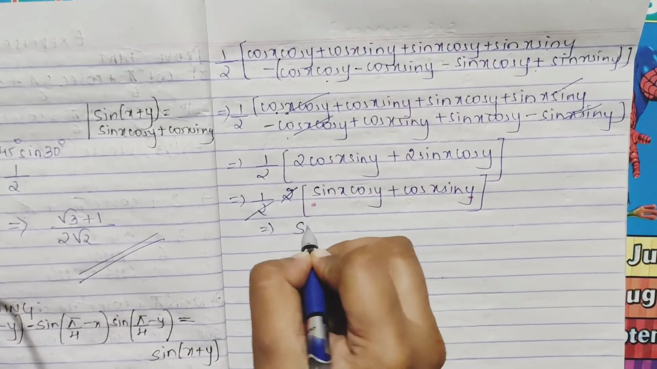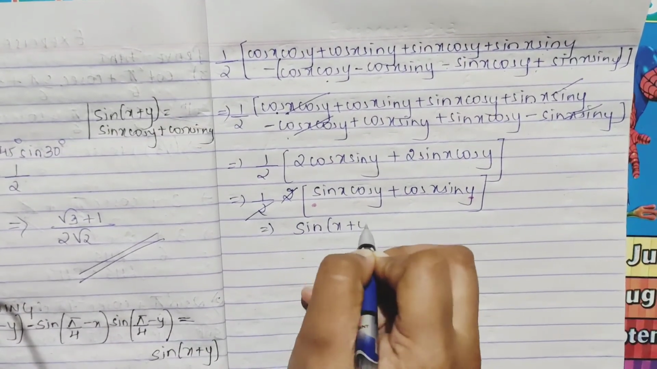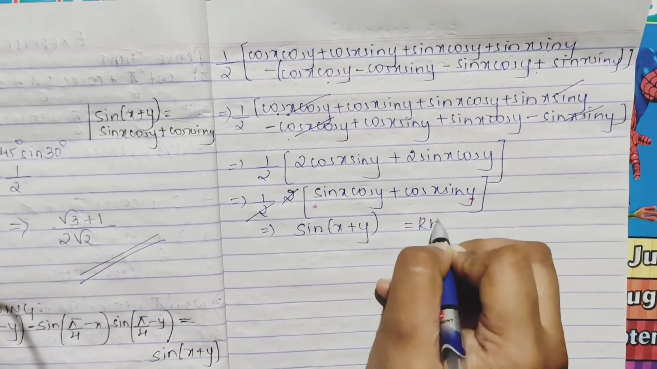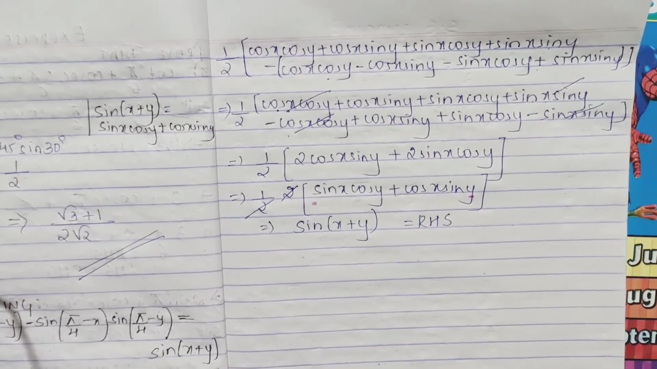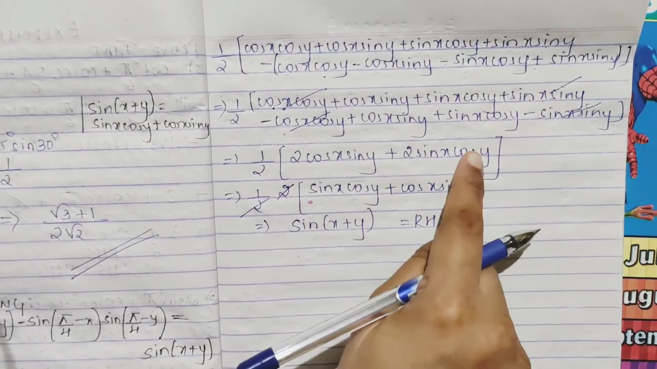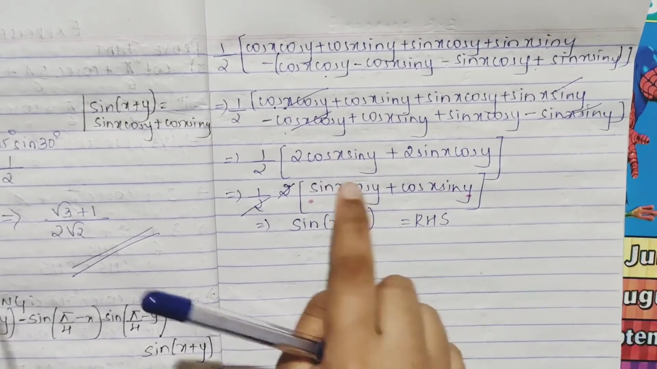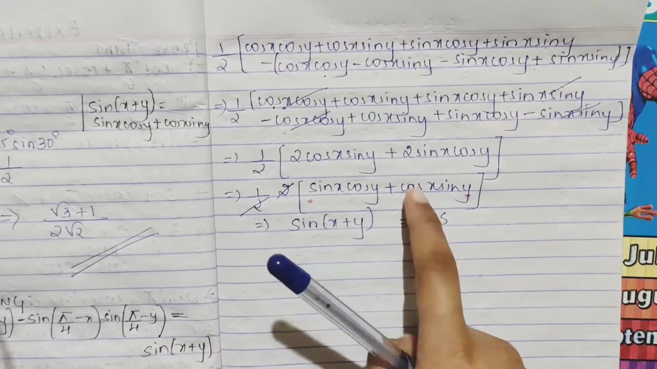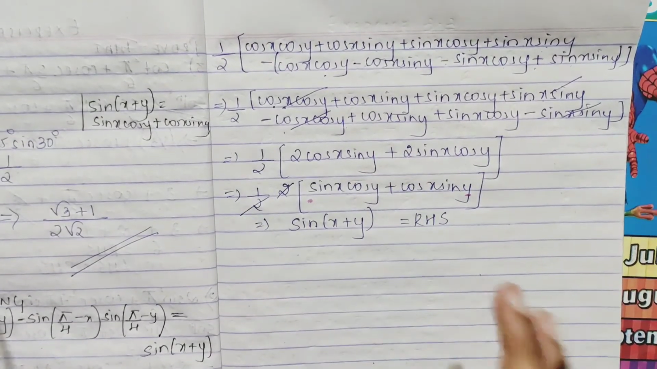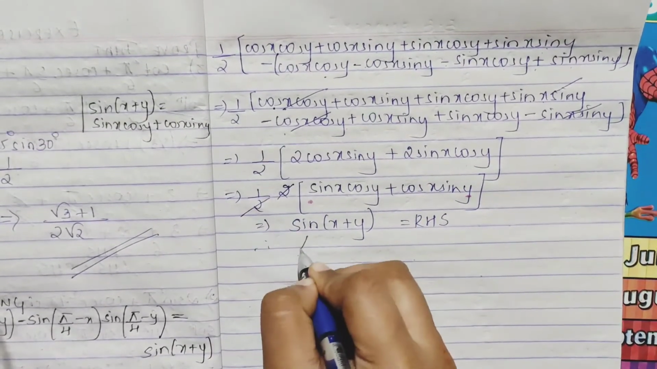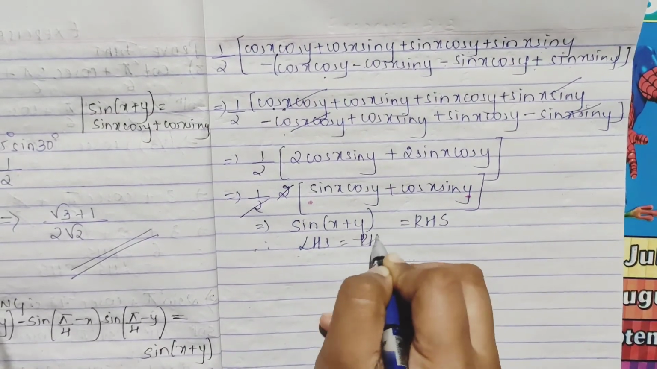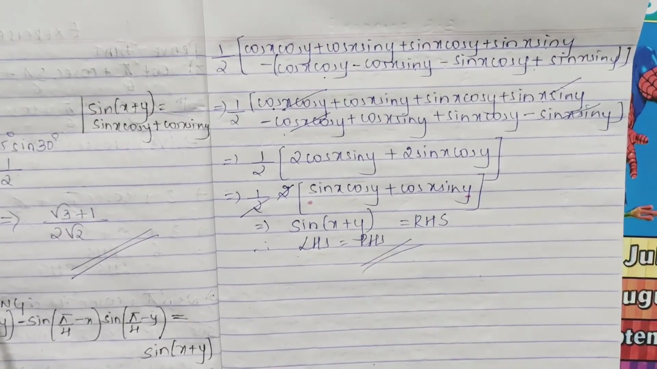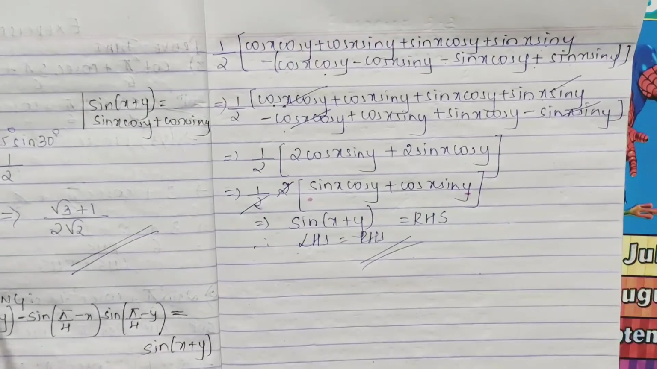It is which identity? Sin of x plus y. So here we have reached our RHS. Is it? I wrote this just to write this, and see, if it is addition, it doesn't make any change which identity you write first, which second. If it is subtraction, then you have to be careful enough. So here you can see LHS is equal to RHS. I hope you have understood. Pause the video to note it down.